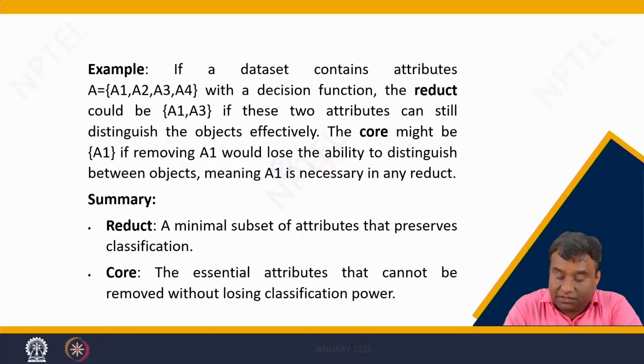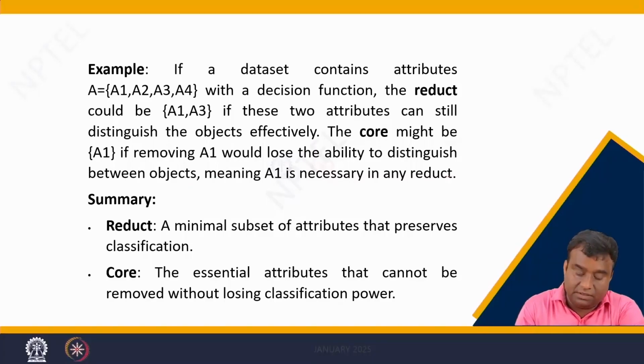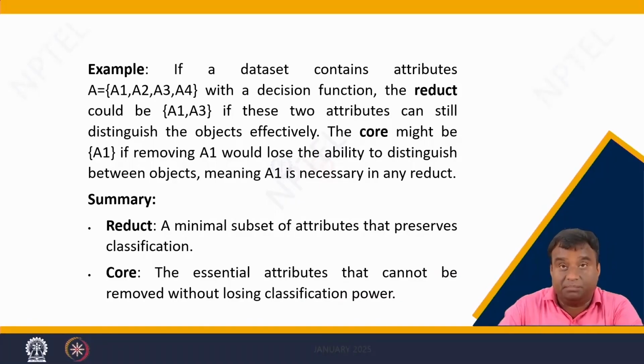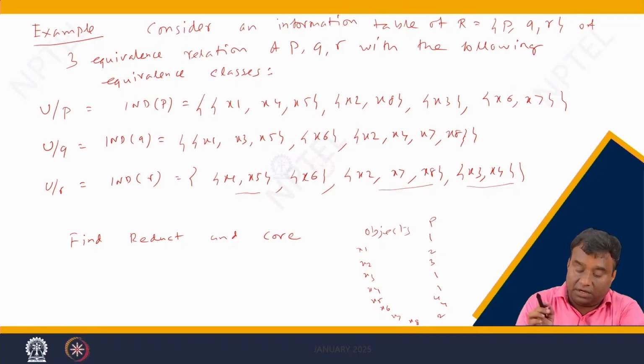Example: if a dataset contains attributes A1, A2, A3, A4 with the decision function, the reduct would be A1 or A3. If these two attributes can still distinguish the objects effectively, the core might be A1. If removing A1 would lose the ability to distinguish between objects, then A1 is necessary in any reduct. Summary: the reduct is a minimal subset of attributes that preserves classification; the core is the essential attributes that cannot be removed without losing classification power. So now let us try to understand one example.